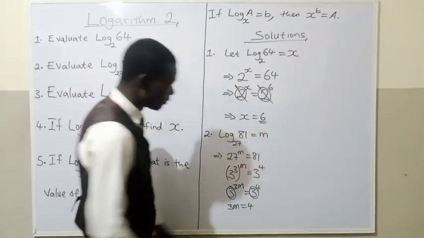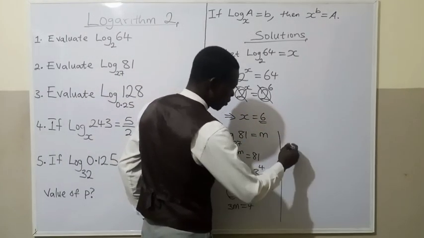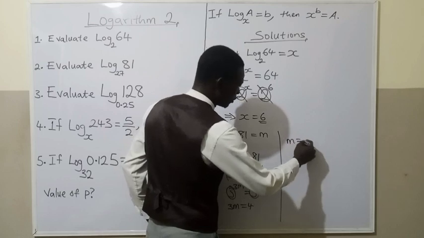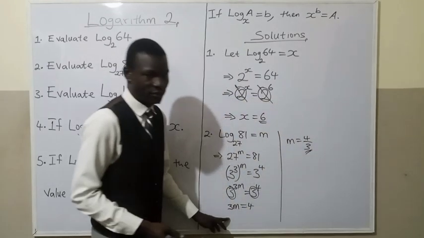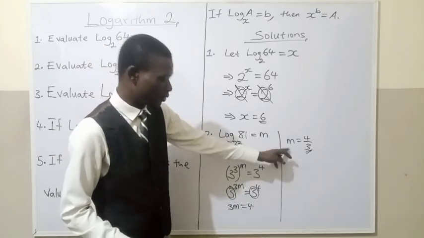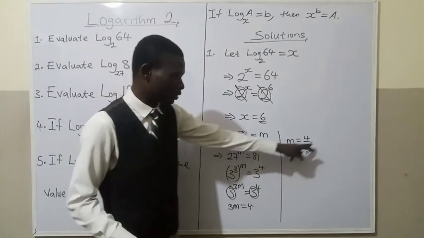So if 3m is equal to 4, what does that tell us? It means that m will be equal to 4 over 3. Of course, when we divide both sides by 3 to make m stand alone, 3m divided by 3 will give us m, and 4 divided by 3 will still give us what?